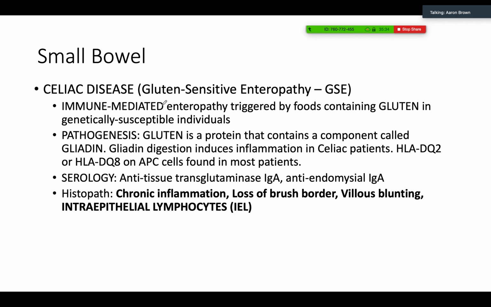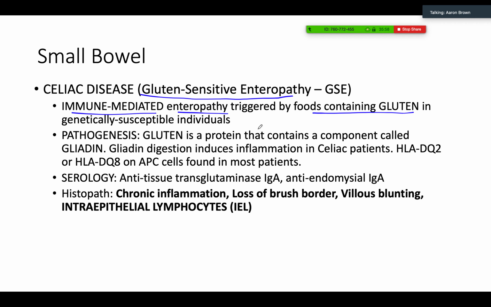Celiac disease, these patients are gluten sensitive. And this is an immune-mediated enteropathy, meaning a problem in the intestines, triggered by foods containing gluten. So gluten is in a lot of different types of breads. It's in yeast, bagels, you name it. All of these different types of foods contain gluten.